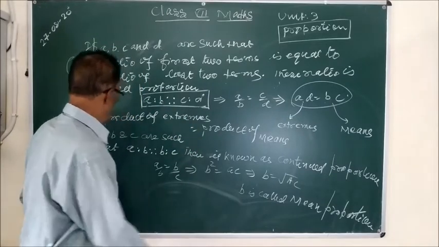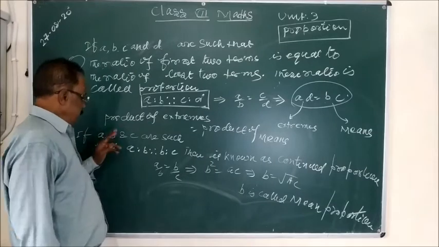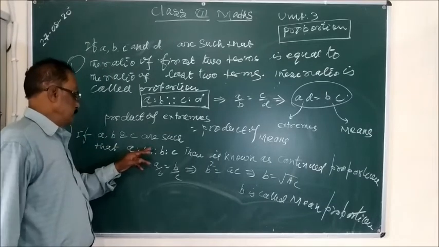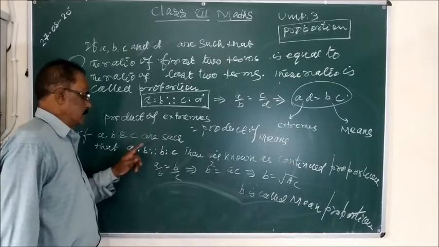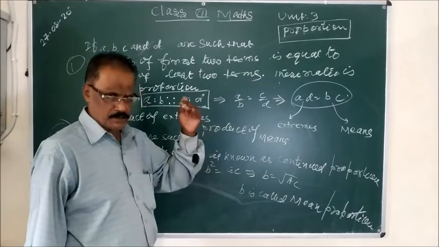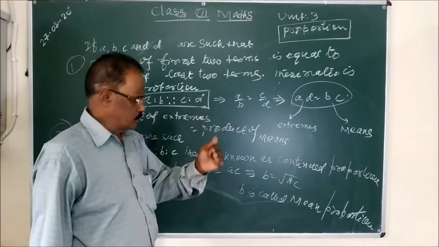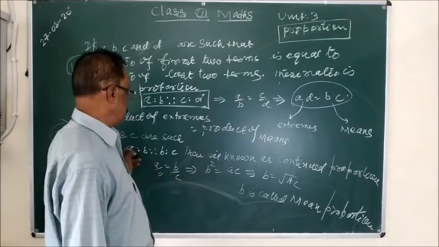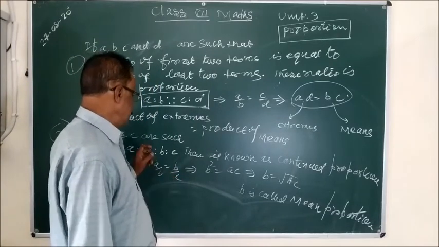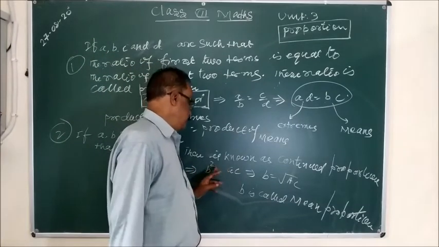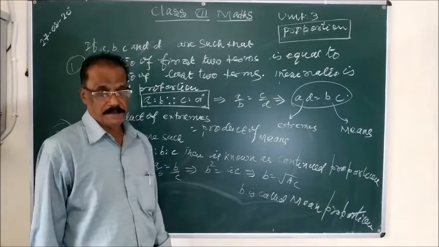And second point, if three terms are such that A is to B as B is to C, then we can say they are in continued proportion. A is to B is to C, and on transferring C from left to right and B from right to left, we will get B square is equal to AC.